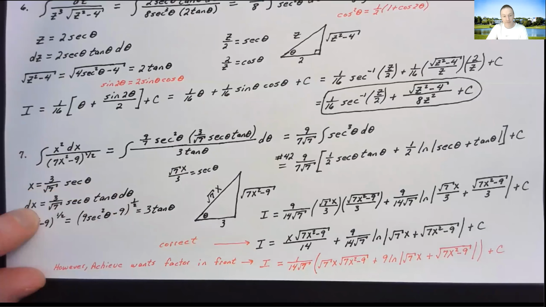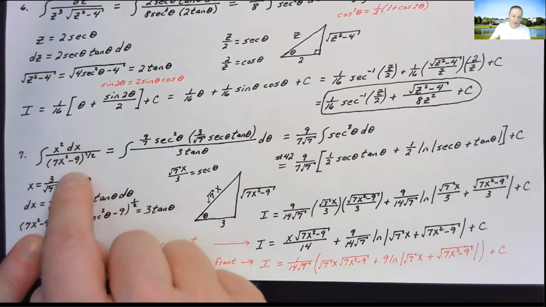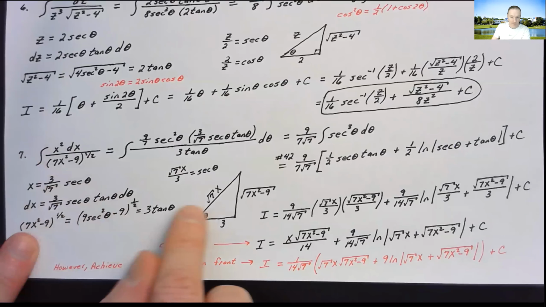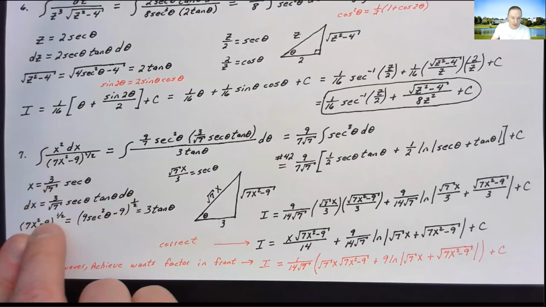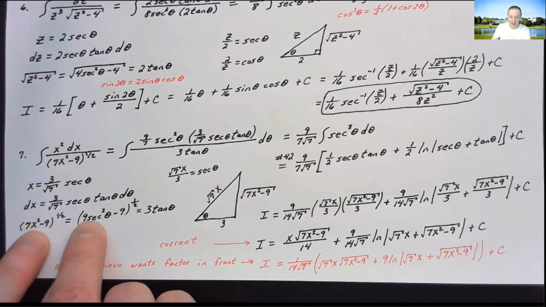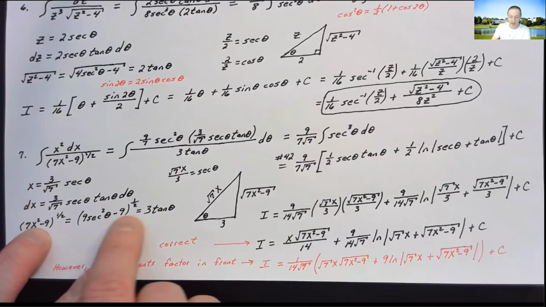Derivative of that, well, I get 3 over 7 secant theta tangent theta d theta. Now, the reason that this trig substitution works, and this should be evidenced right here, is when you plug it back in for x, it's going to simplify out that expression. If I let x equal 3 over the root of 7 secant theta, 3 over the root of 7 squared is going to be 9 over 7. 9 over 7 times 7 is 9, and I would have the secant squared theta minus 9.